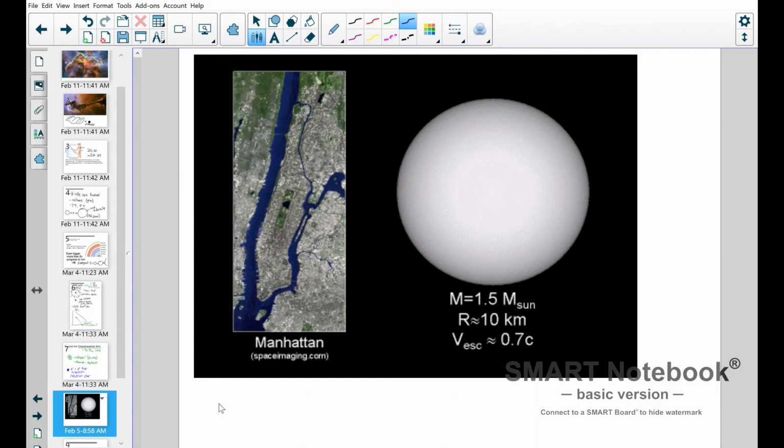So on the right here, we have a neutron star, the core remnant after the supernova. It has a mass of 1.5 times the mass of our sun. And notice the radius there is 10 kilometers.